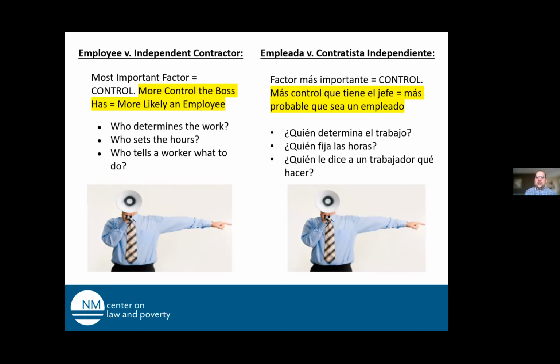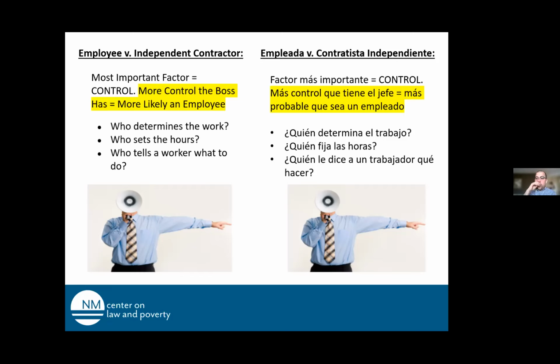Questions to ask when you're thinking about whether you're an employee or an independent contractor are things such as who determines the work, who sets the hours, and who tells the worker what to do. If the employer determines the work, if the employer says to the worker, this is what you'll be doing today, or over the next couple of weeks, then because of that level of control, the worker is most likely an employee.